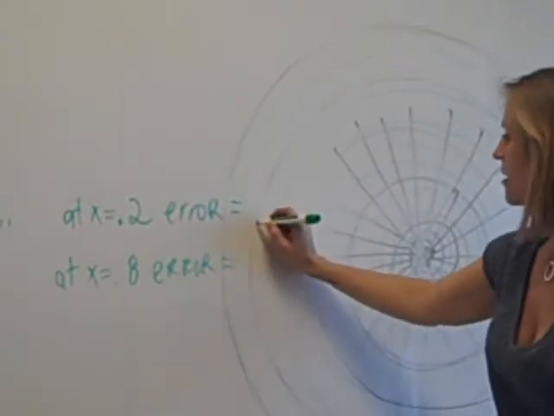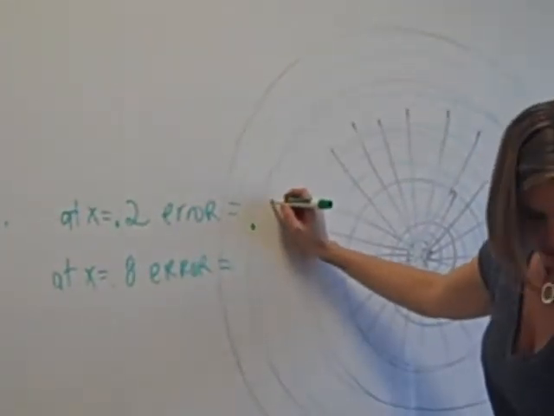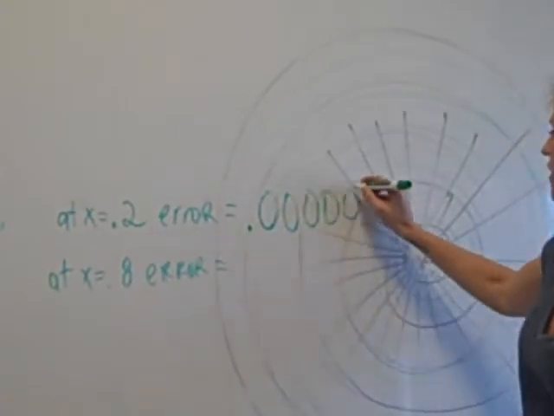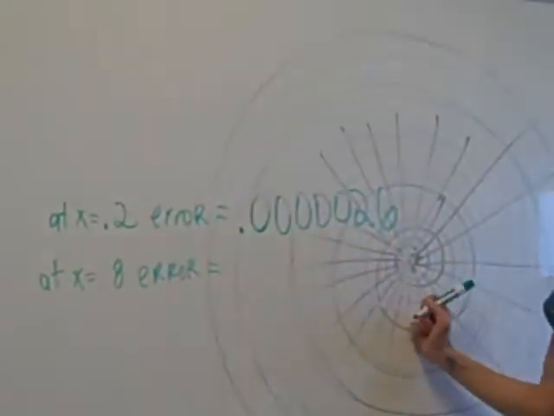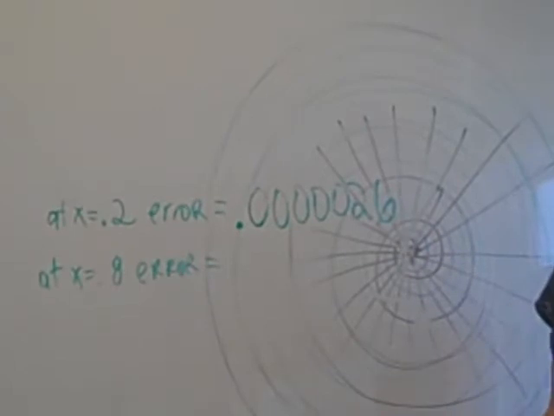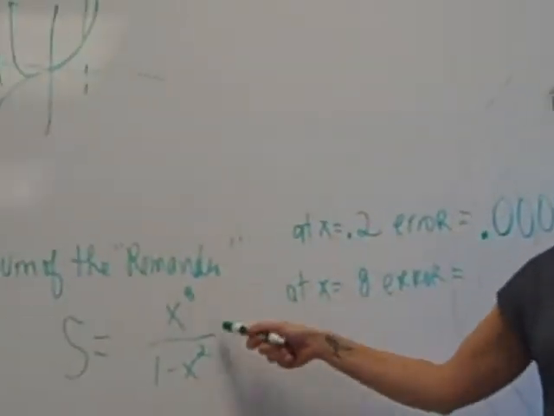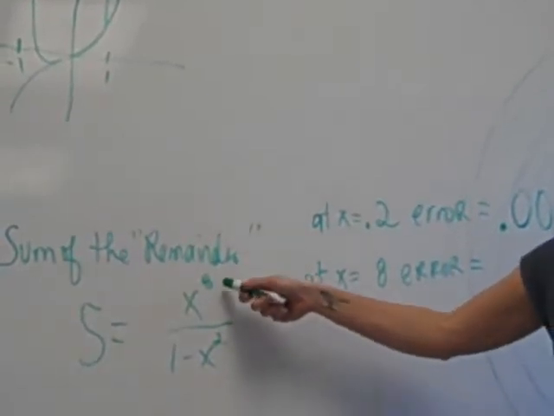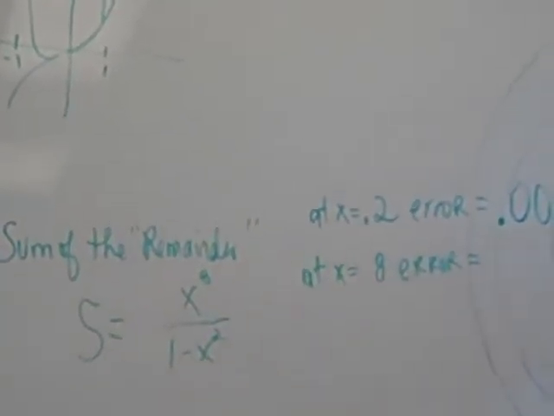The error is 0.000000026, 5 zeros and a 2, 6. How did you find that though? By plugging 0.2 into this new series. Okay, if I plug 0.2 into this, I get this tiny decimal.